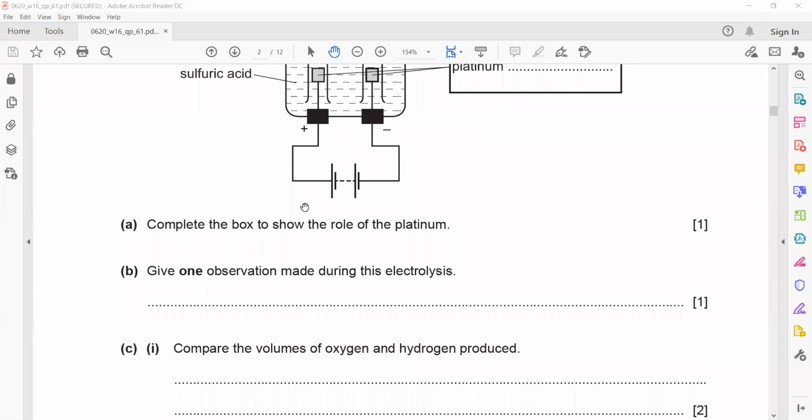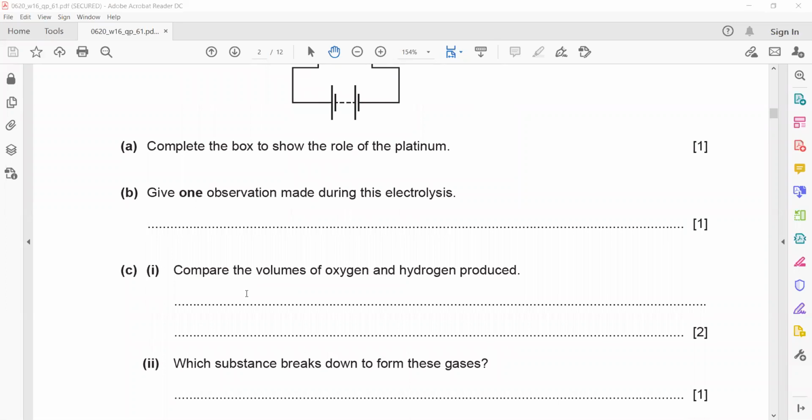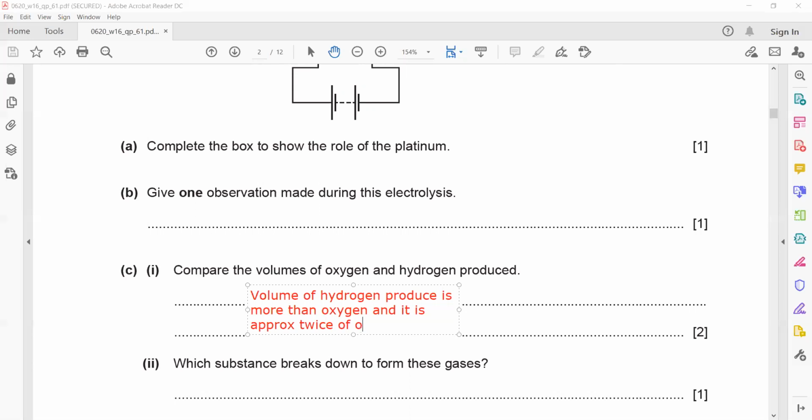So the answer for this question: the volume of hydrogen produced is more than oxygen, and it is approximately twice of oxygen.